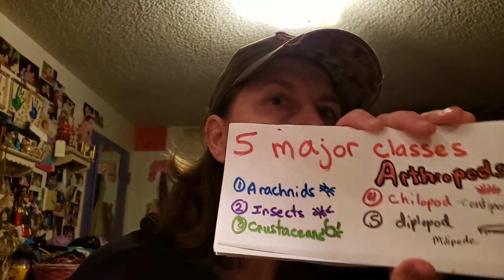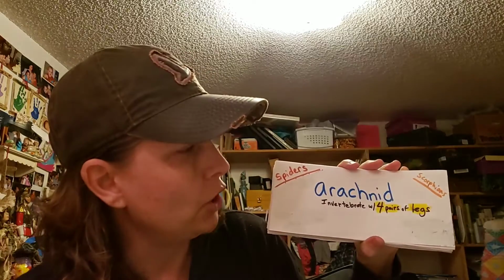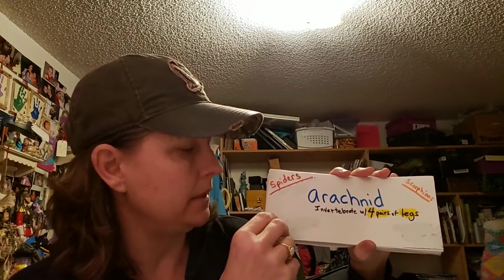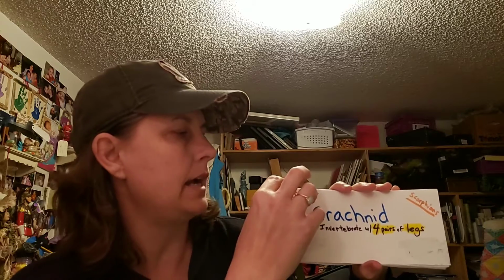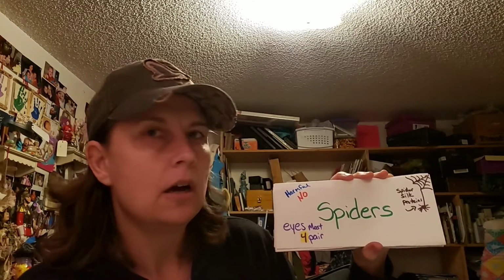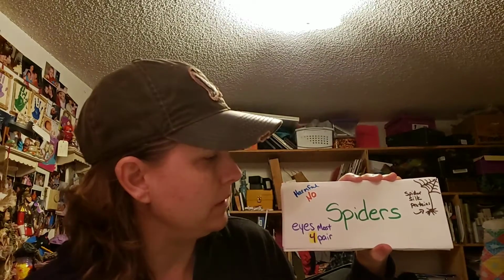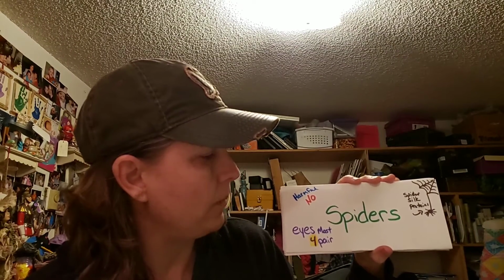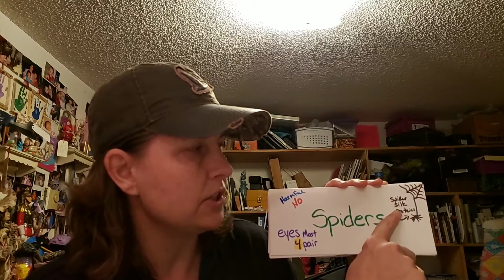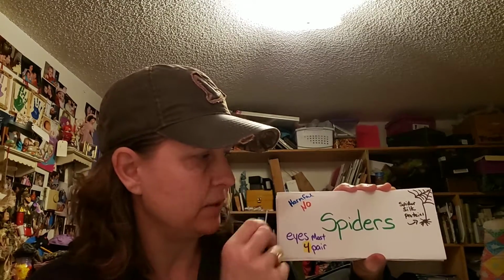See that? Let's look at it closer. Arachnids. Invertebrate with 4 pairs of legs. There's scorpions and spiders. Arachnid. Spiders. Most are not harmful to humans. Most have 4 pairs of eyes. Their spider silk is made out of protein.